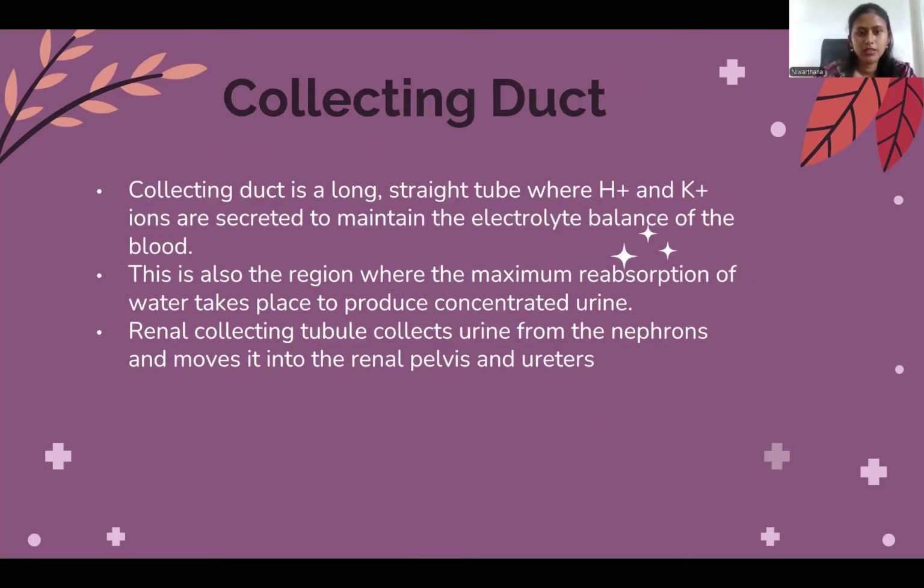So the collecting duct, it's a long straight tube. It's the most distal part, where H plus and potassium ions are secreted, and it helps to maintain the electrolyte balance of the blood. This is the region where the maximum reabsorption of water takes place to produce concentrated urine. The renal collecting tubule collects urine from the nephrons and moves it to the renal pelvis and ureter. So at the end, in the collecting duct, the final product, urine, is produced.